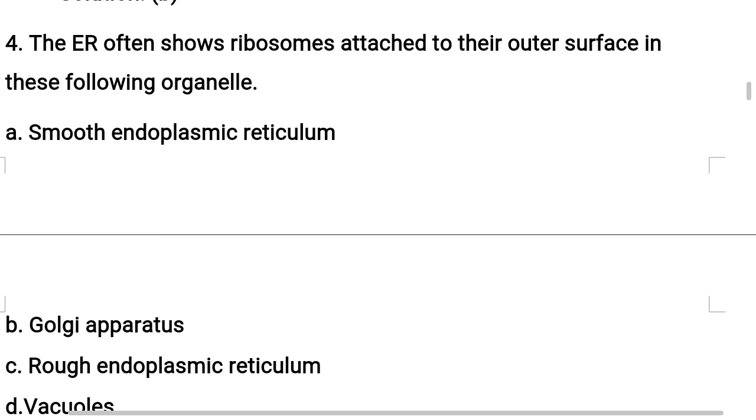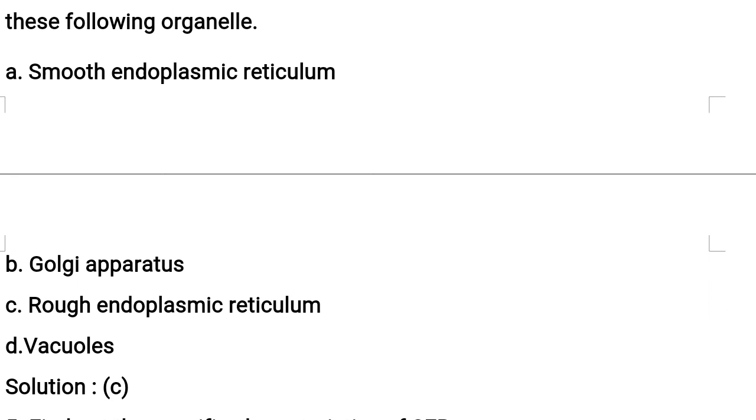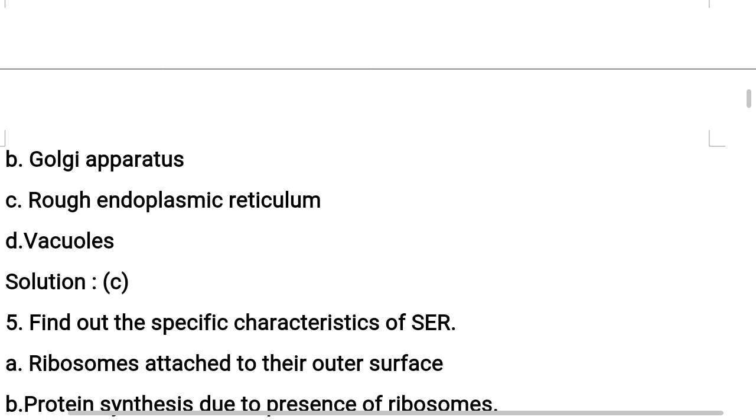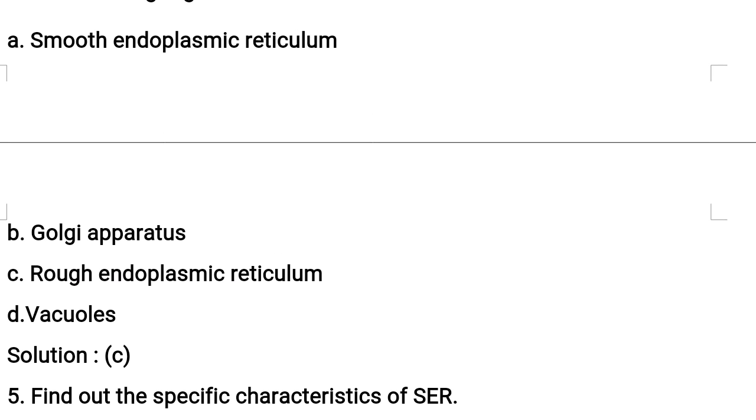Option A, smooth endoplasmic reticulum. B, Golgi apparatus. C, rough endoplasmic reticulum. D, vacuoles. So the correct option for this question is option C, rough endoplasmic reticulum.